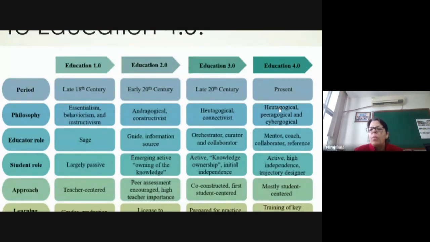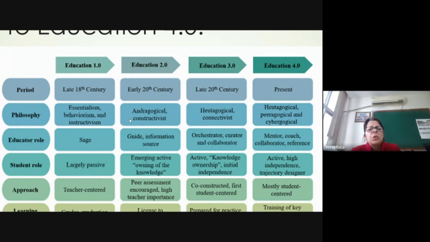We are giving some problems to the students and they are solving them. Pedagogical means from the peers: when a class of 50 students is there, the students are also learning from their other students. Cybergogical means learning from the computers, from the internet, from cyber. So they are learning a lot of things related to the internet also.